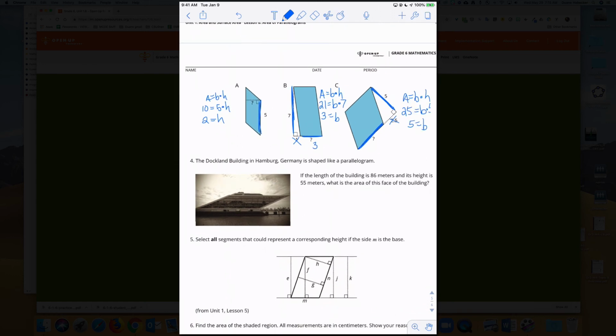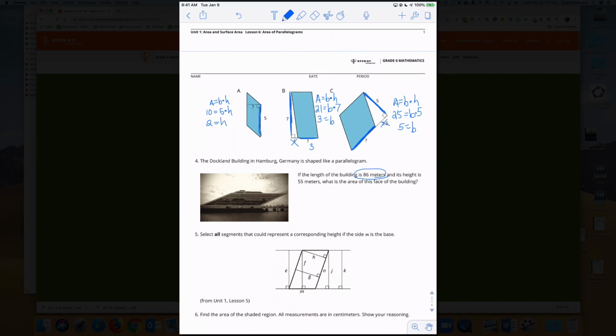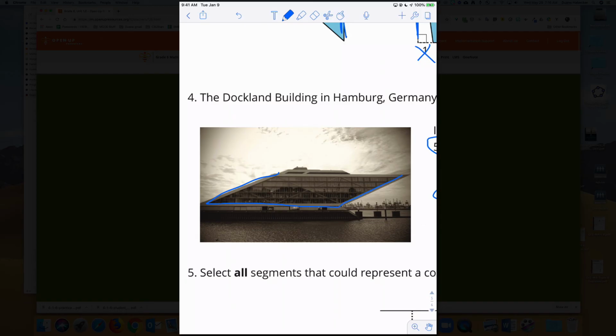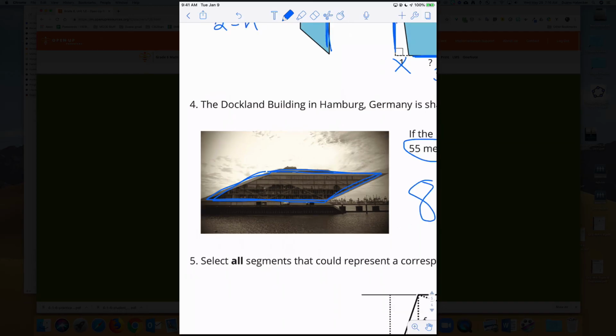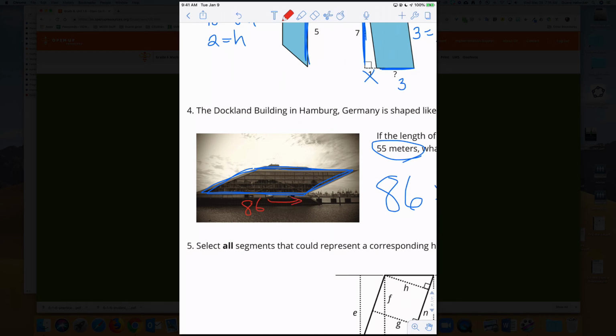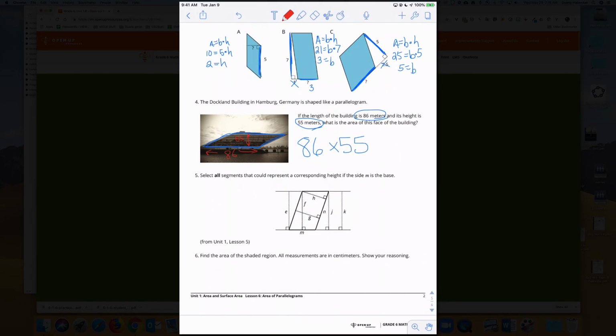Number 4, the Dockland building in Hamburg, Germany is shaped like a parallelogram. If the length of the building is 48 meters and its height is 55, what's the area? So all we're going to have to do, that's easy, is multiply 86 times 55, and that's going to give us the area of the face of that really kind of neat building. That's cool, right there. So they're saying that that building is 86 meters wide, right here, and then it's 55 meters tall. That's really cool. I've never seen that building before.